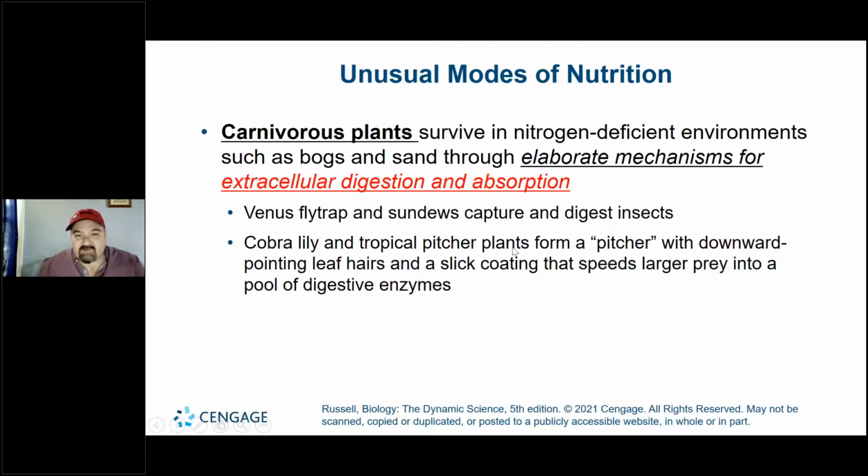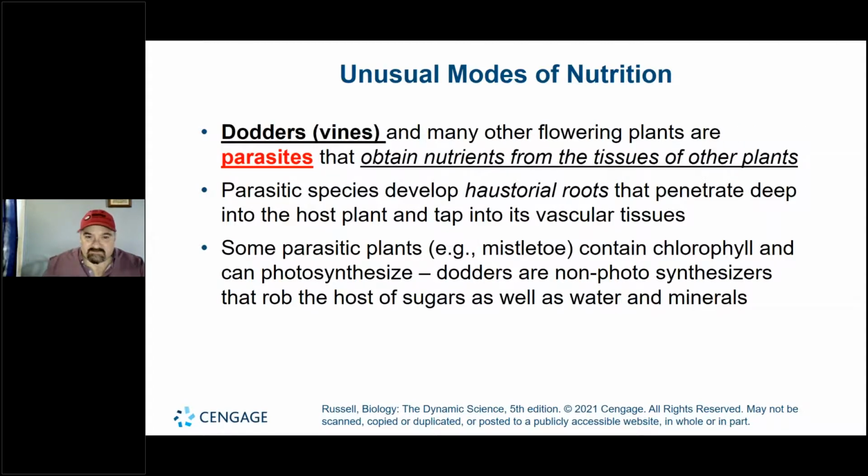Cobra lily and tropical pitcher plants form a pitcher with downward pointing leaf hairs, which prevent anything that gets stuck within from escaping, and a slick coating that allows larger prey into a pool of digestive enzyme. Again, extracellular. So with humans, digestion is present within. This is extracellular, outside of, and the nutrients will then be absorbed.